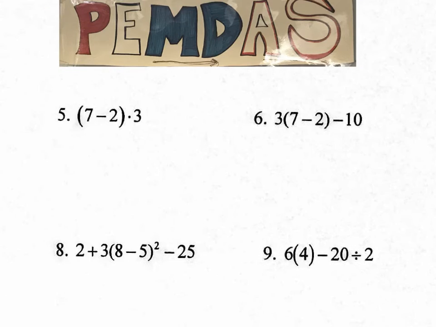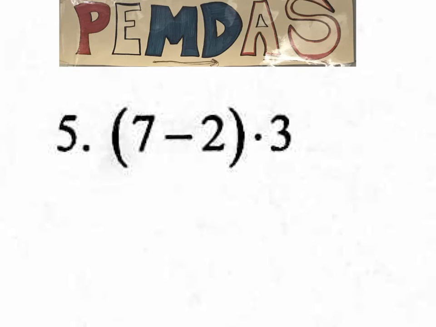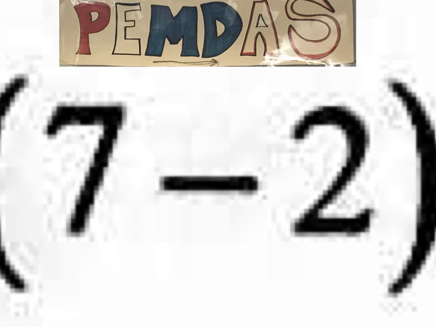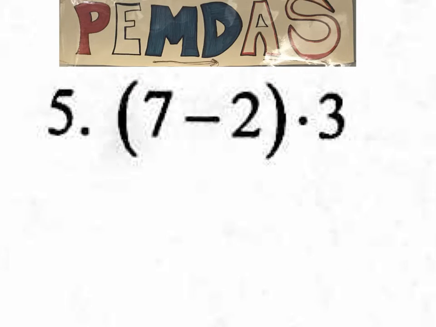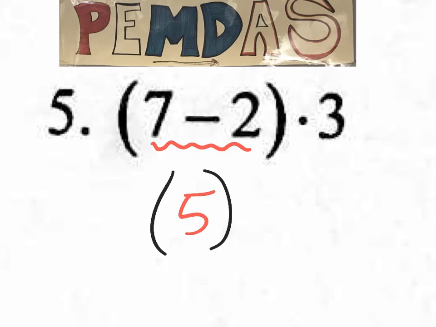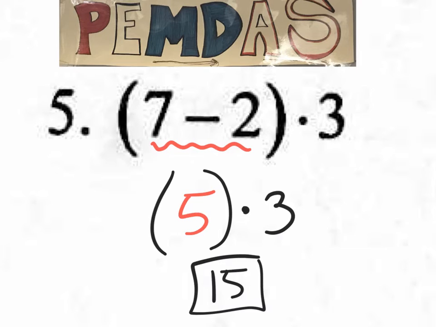Moving on, number 5. Do I have parentheses? Yes. And what does parentheses actually mean? To zoom in and do whatever you can in there. What's 7 take away 2? 5. So check this out. I now have 5. I don't need the parentheses, but you could leave them there. Bring down the times 3. 5 times 3 is 15. Final answer. Good.